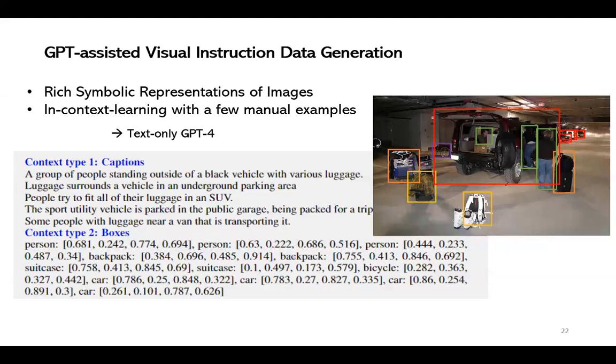In LLaVA, we specifically use the captions and the bounding boxes to represent the image. So now we can represent the image as text, right? And in this way, we can still use self-instruct to construct high quality instruction-following data.